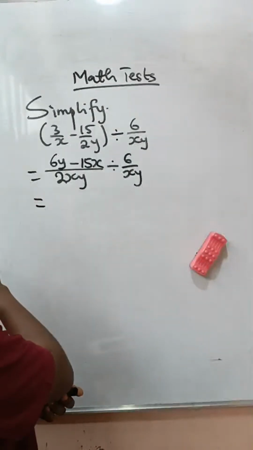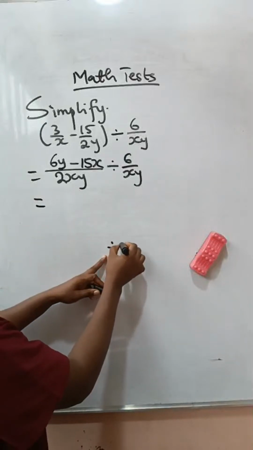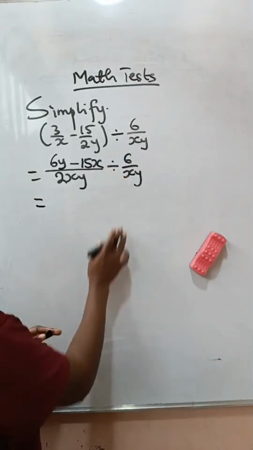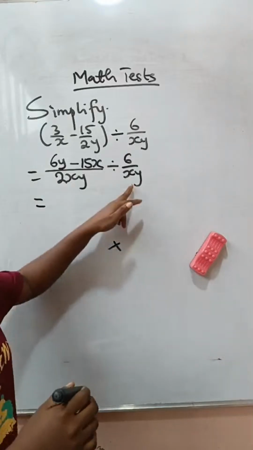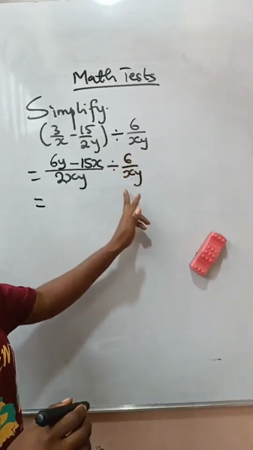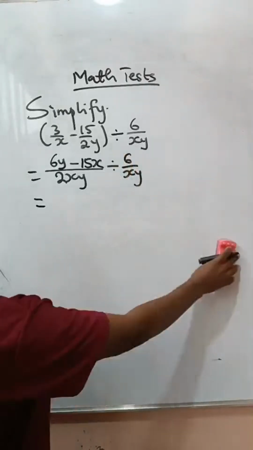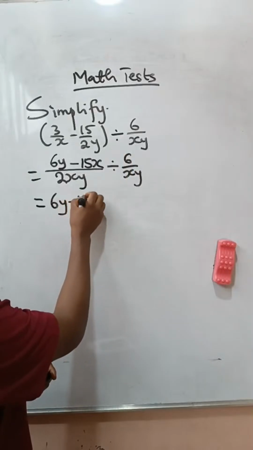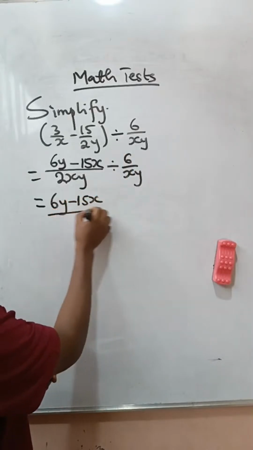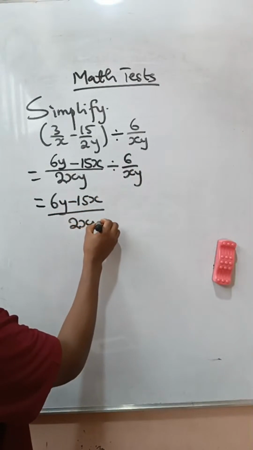Now, remember that when you divide by a fraction and you change the division to multiplication, you need to take the inverse. You take the inverse of this. So that is exactly what we'll do now. So we have 6y minus 15x, divided by 2xy.